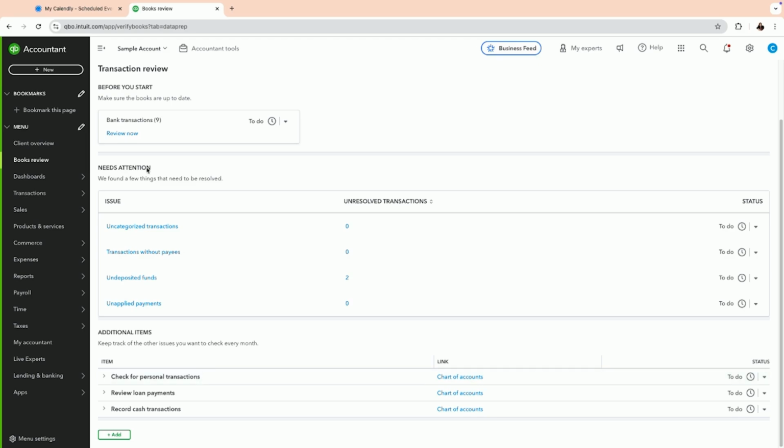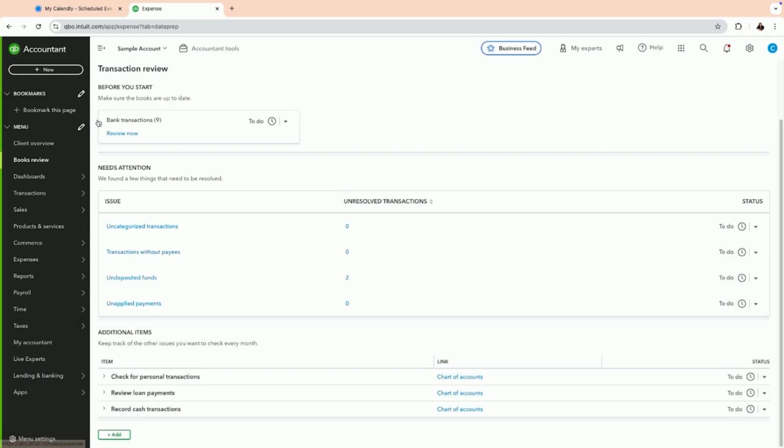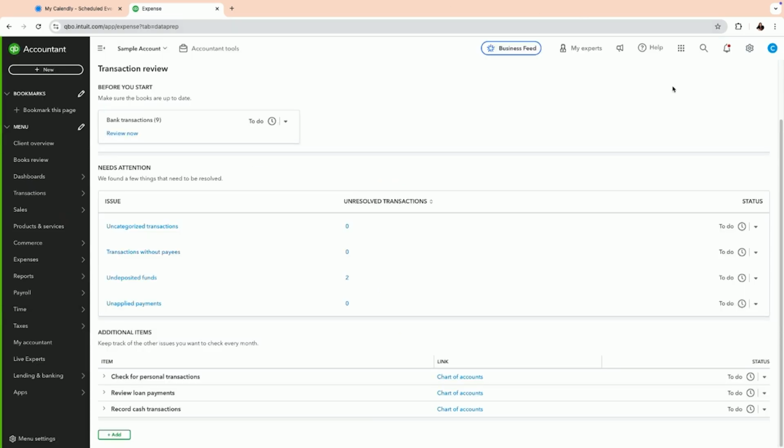You can go ahead and add the transactions or the expense by clicking on the plus new expense, and you don't want to send it to your checking account. If those transactions are paid with cash, you want to record it as cash. Okay. If not, you can record as cash and then you can make a deposit into the cash account as owner's investment.